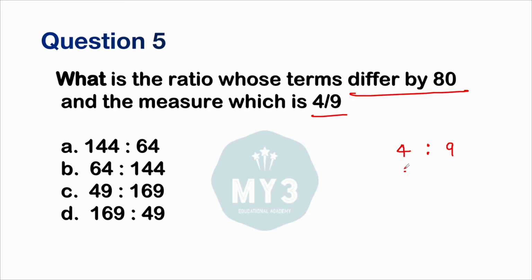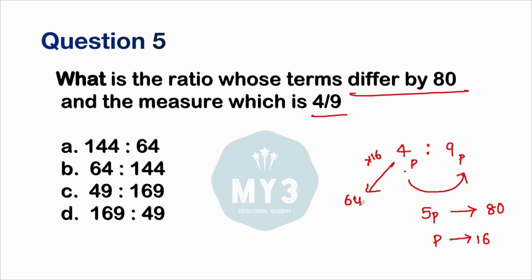Basically, if you observe 4 parts and 9 parts, what is the difference between these two? The difference between these two is 5 parts. This 5 parts value is 80. And 5 parts is 80 means 1 part value is 16. Then 4 parts value is 4 into 16, which is 64. And 9 parts value is 9 into 16, which is 144. So mark the answer choice as 64:144.